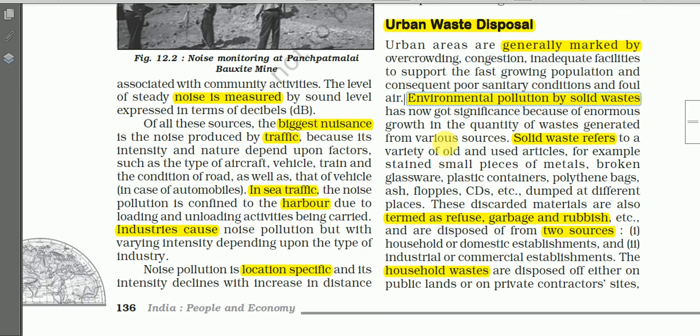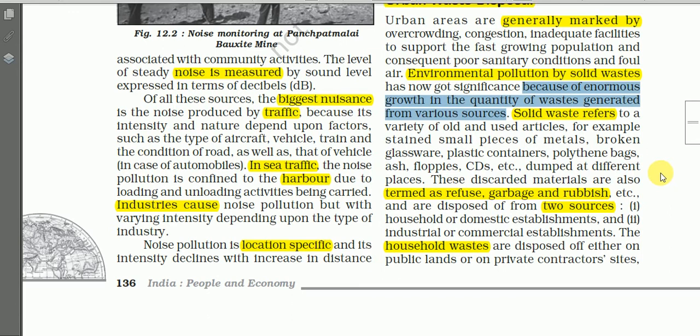Environmental pollution by solid wastes has now got significance because of the enormous growth in the quantity of wastes generated from various sources. Environmental pollution caused by solid wastes has become a serious problem because the waste generated from different sources has been rapidly increasing. It creates a problem.